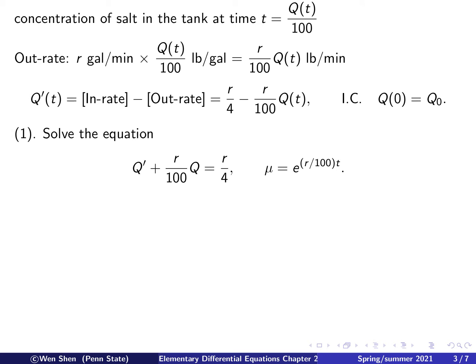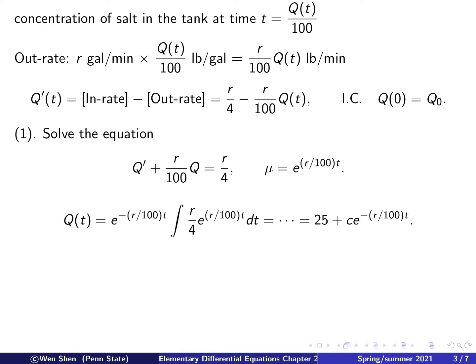Okay, so we recognize this as a linear first order equation with the initial condition, and let's solve it. This would answer question number 1. Okay, rewrite this into the standard form. Moving this to the left hand side, we get this equation. Here R is just some constant, Q is my unknown, and by the method of integrating factor I can quickly find the integrating factor, which is just the exponential function, because this is a constant.